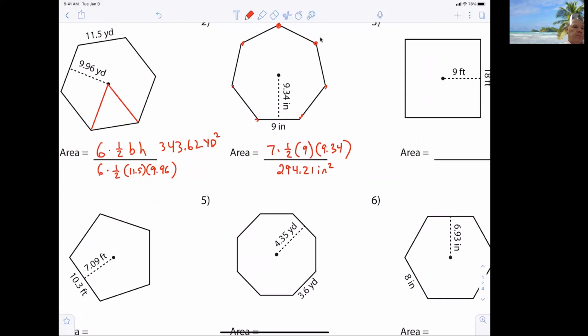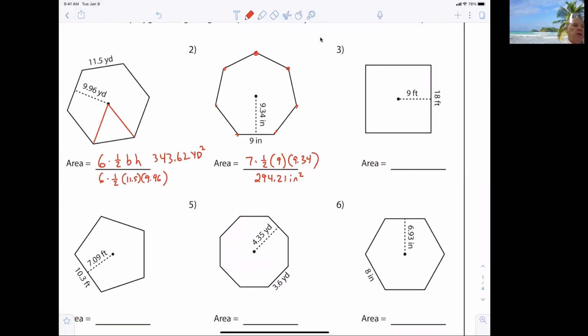Now, look how dumb number 3 is. They're trying to teach you that using a formula, because a square is a regular polygon. But instead of doing the 1/2 perimeter times apothem, we should just be able to say it's what? Yeah, that's where I have my problem with that. So 18 squared is obviously 324 square feet. And let's move on.